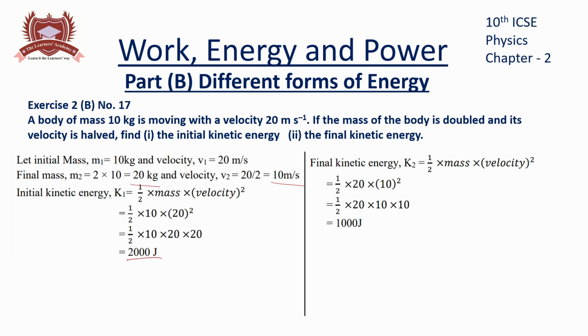In the second case, the final kinetic energy would be half into mass into velocity square again, so we'd get it as half into 20 into 10 square, so it would be 1000 joules. So that is about this particular sum. You see, it is pretty simple to solve these kind of sums because we are dealing with only one formula. Either it is mgh or half into mass into velocity square. Let's quickly go ahead with the next example that is there.